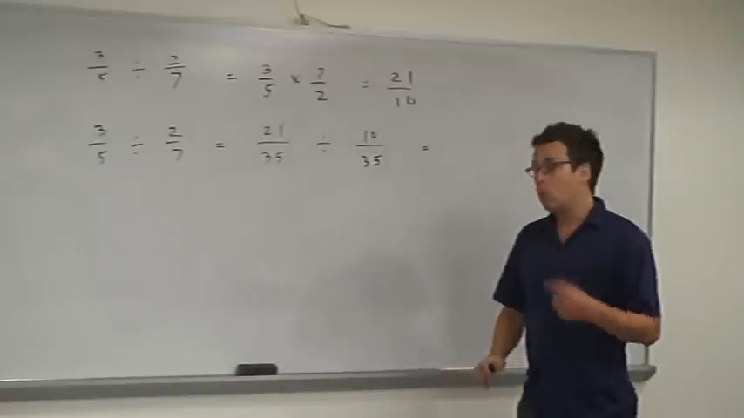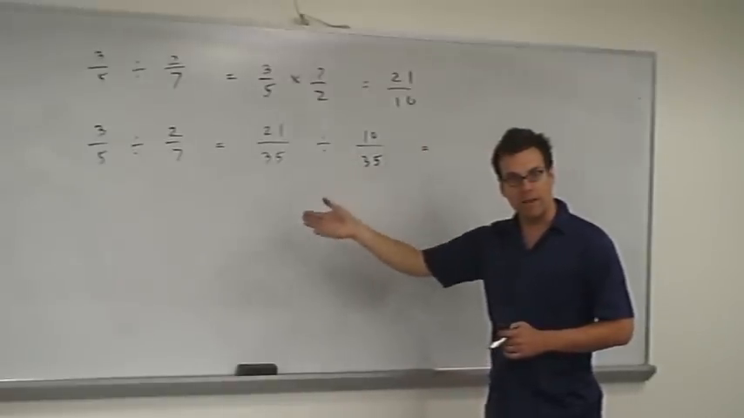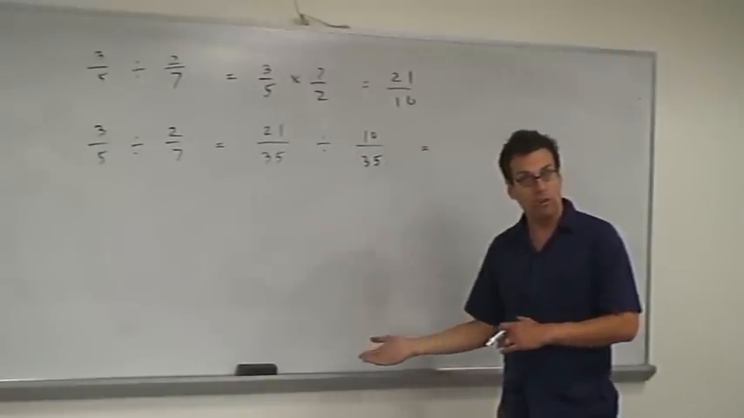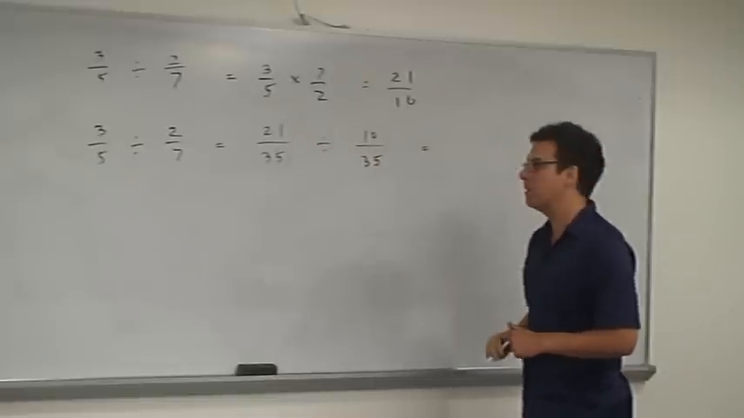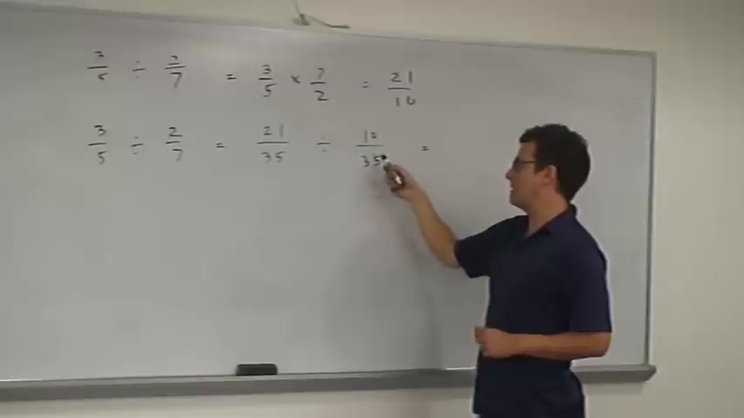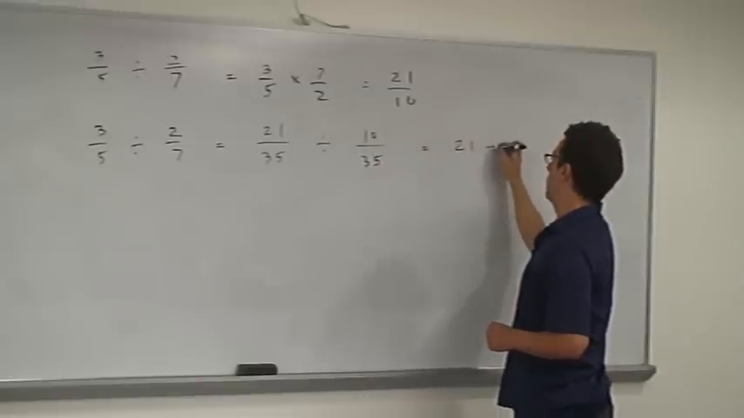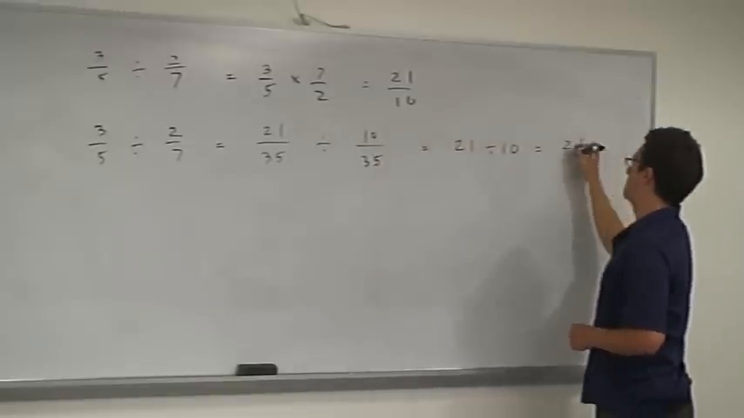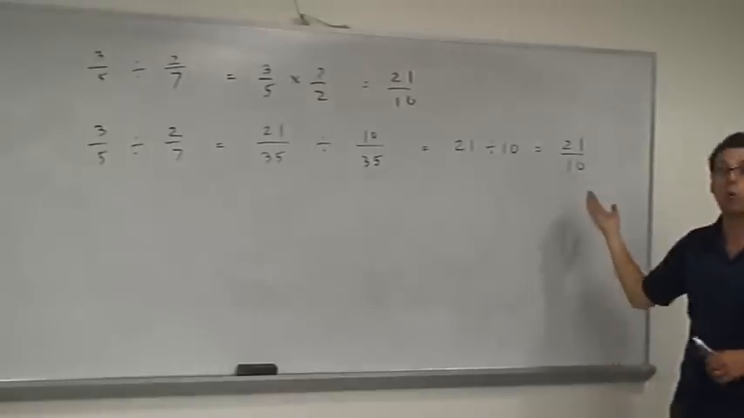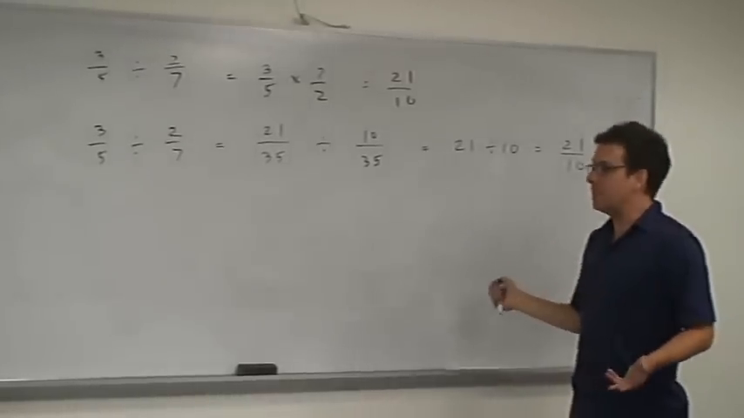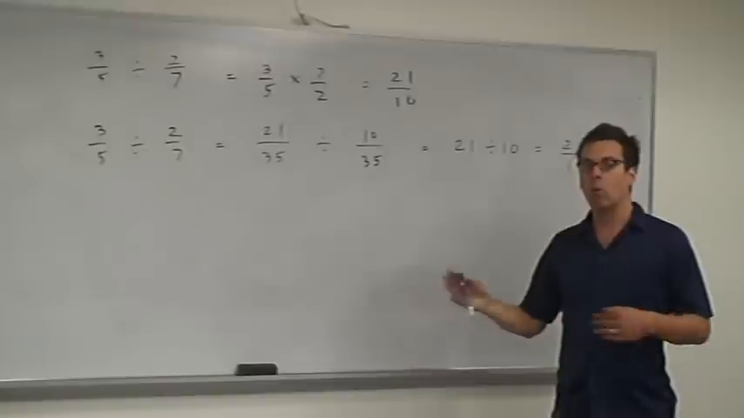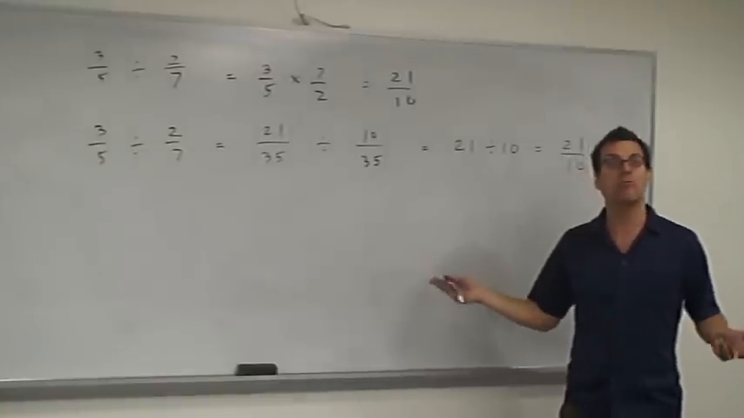And once we have common denominators, we have our rule that we just established, which says it is valid to divide straight across the top. 21/35 divided by 10/35 is 21 divided by 10, which is the fraction 21/10. So you see, of course, we get the same answer in both cases. So it's a question of, as a teacher, what you feel will be most beneficial to your students.